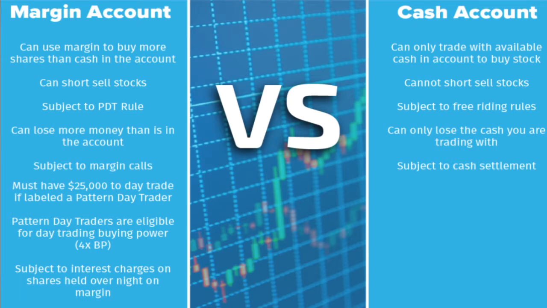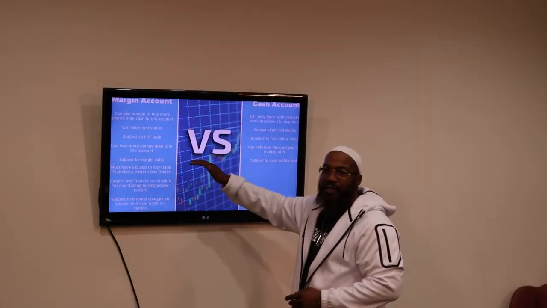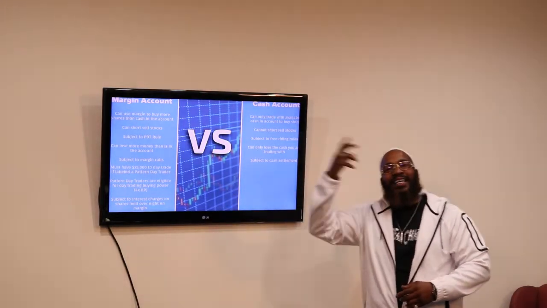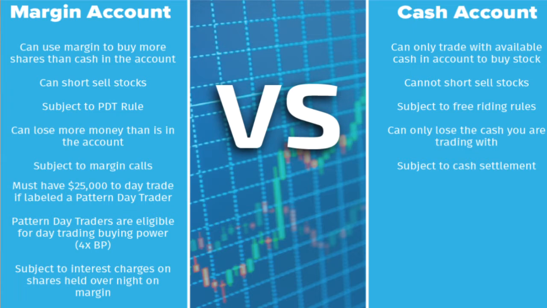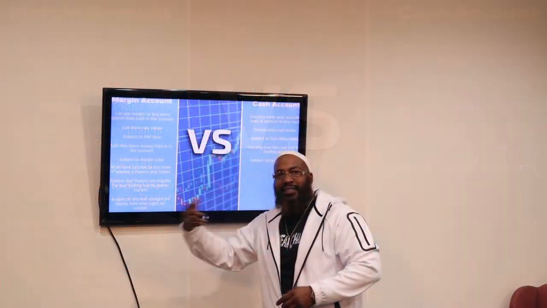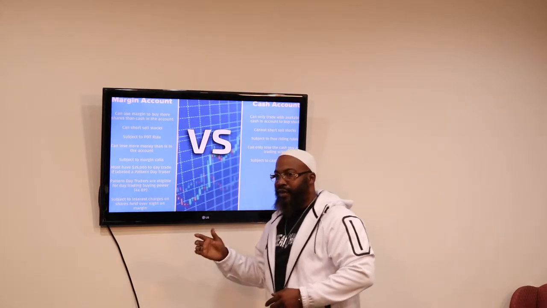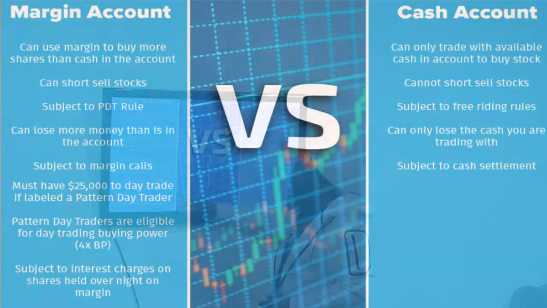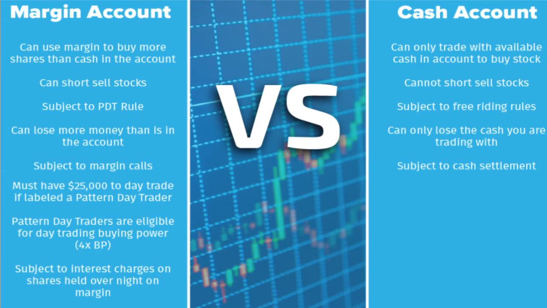Now, let's do a comparison. Margin accounts can use more money than you have in the account to buy more shares of stock. Also, in a margin account, you can short sell stocks. That's something we'll cover later. That's when you bet against a stock. Subject to the PDT rule, you can lose more money in it. Subject to margin calls, which means if you are using borrowed money and they say, listen, we need that right now because we don't trust you, you might have to give it up, and if you're in a bad position, you're going to owe them. You must have $25,000. If not, you'll be labeled as a PDT. Subject to interest charges if you borrow and hold this money overnight, which I do not recommend.